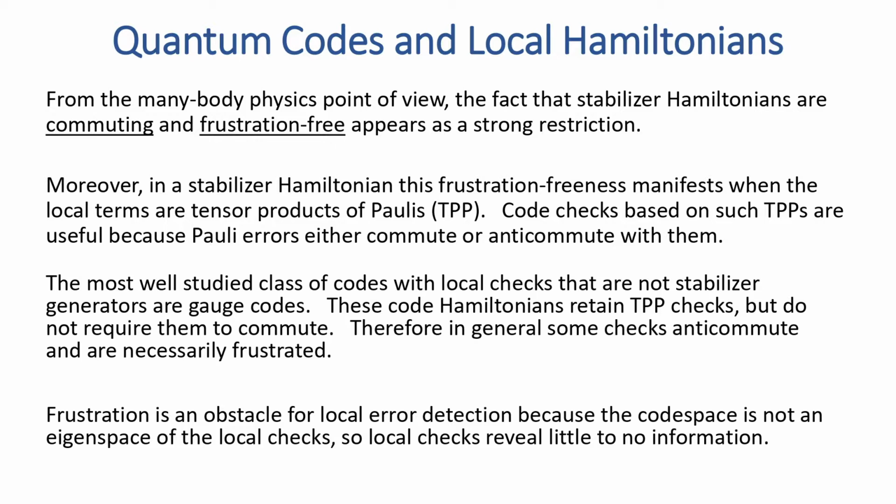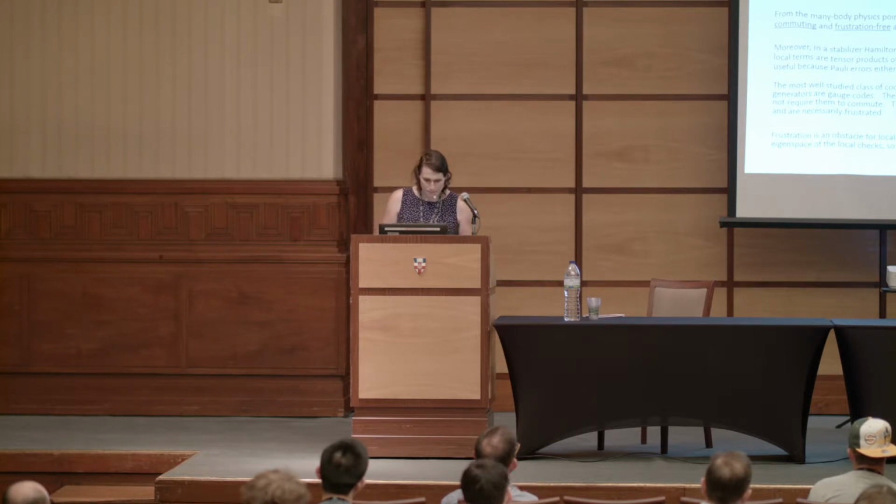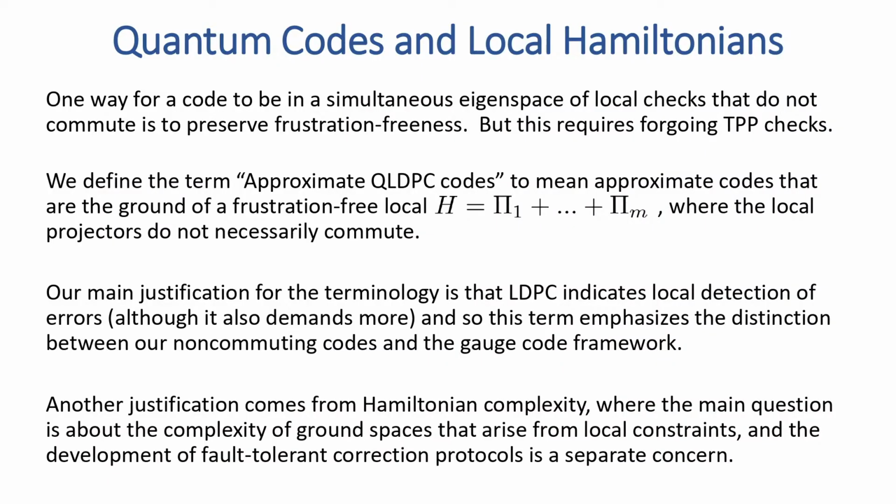So measuring the local checks will reveal little to no information about whether you're in the code space, right? If you take an example of any subsystem stabilizer code, typically what you end up doing is measuring many, many local checks to combine them together to ascertain the value of non-local stabilizers. So one way for a code to be in an eigenspace of the local checks that do not commute is to preserve this condition of frustration freeness. But by the argument on the previous slide, this means we're going to have to give up TPP code checks.